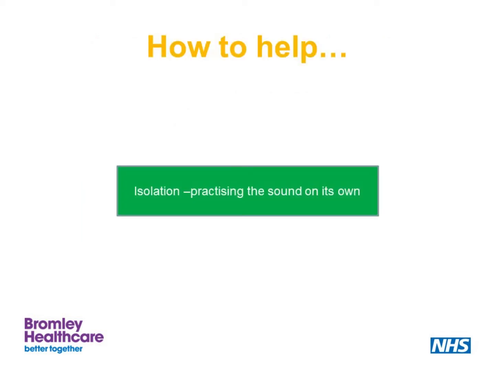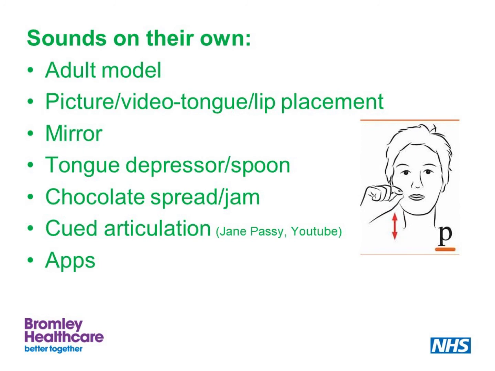The next step on the staircase to learning sounds is getting the child to make the sound on its own. We can help the child to make the sound correctly by saying the sound, by showing the child where to put their tongue or lips, or by encouraging them to look in the mirror and try to copy our mouths or tongue placement. Sometimes it can be helpful to put jam or chocolate spread on the inside of the mouth or the part where you want them to put their tongue.